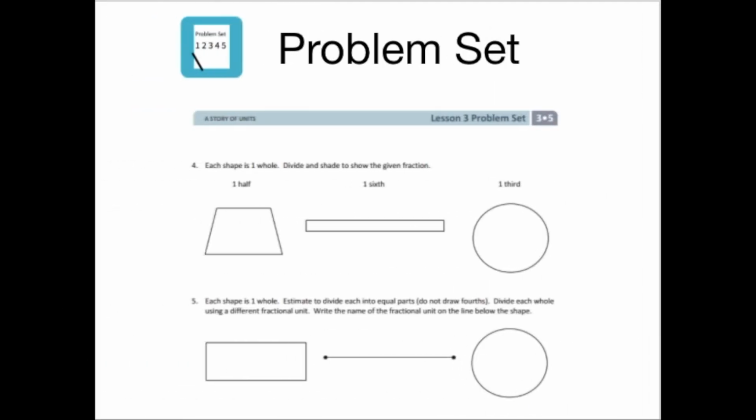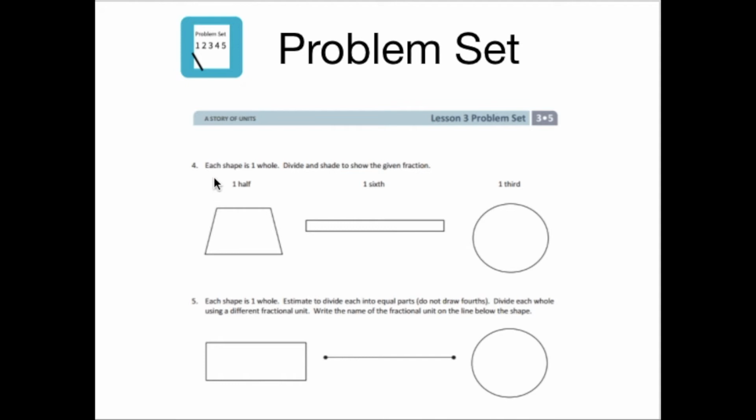Now we are at our problem set slide. This is the part of the lesson where you guys would typically grab your problem set packets and work independently back at your seats. Of course, we don't have our problem set packets at home, so we are going to try our best to complete some of these problem set problems on our own with some loose leaf paper and a pencil. So we're going to look at number 4 and 5 today.